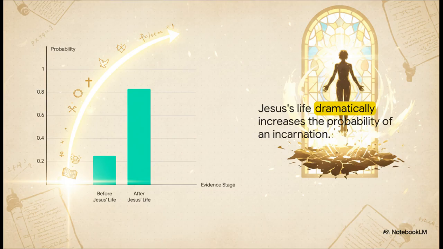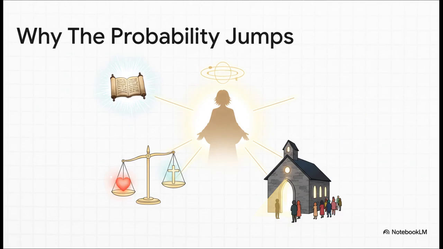So what on earth, what specific evidence from his life could make the probability leap that high? Okay, so here's the thinking. Swinburne basically says that the details of Jesus' life just fit the profile of an incarnation really, really well. Think about it. His teachings and moral character, his claims about having divine authority, his ideas about atonement, and the fact that he founded a church that's lasted for 2,000 years.